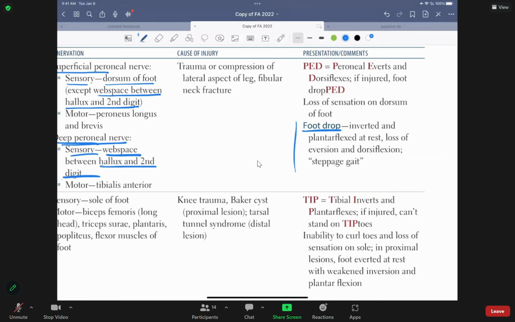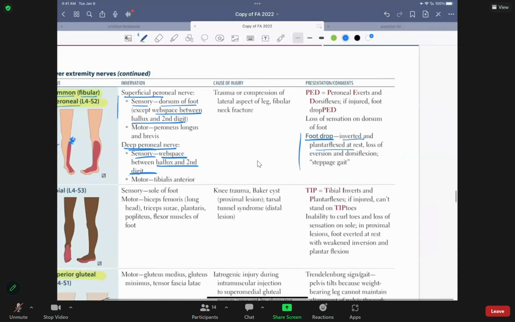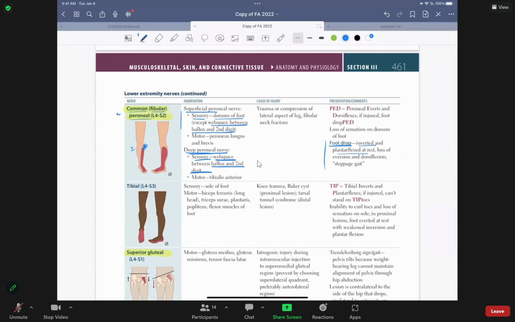They always love giving the scenario and asking you what nerve is responsible. Okay, the foot is inverted and plantar flexed at rest. So when you take the foot, this is the plantar surface, this is the dorsal. Okay, so that's the idea, folks. That's foot drop. Okay, so you should know that.